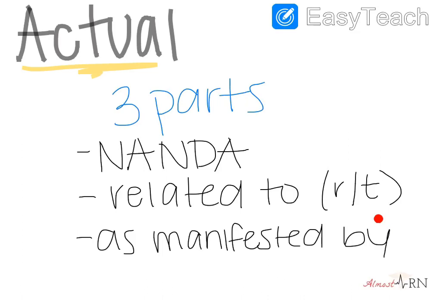And then your last component is as manifested by or as evidenced by. Sometimes you'll see that too. This basically is just your evidence. So what is your issue, what causes it, and what is your evidence? Because remember, actual nursing diagnoses have evidence. So this NANDA section, this was the biggest issue for me. How do you know where you're going to find a nursing diagnosis?